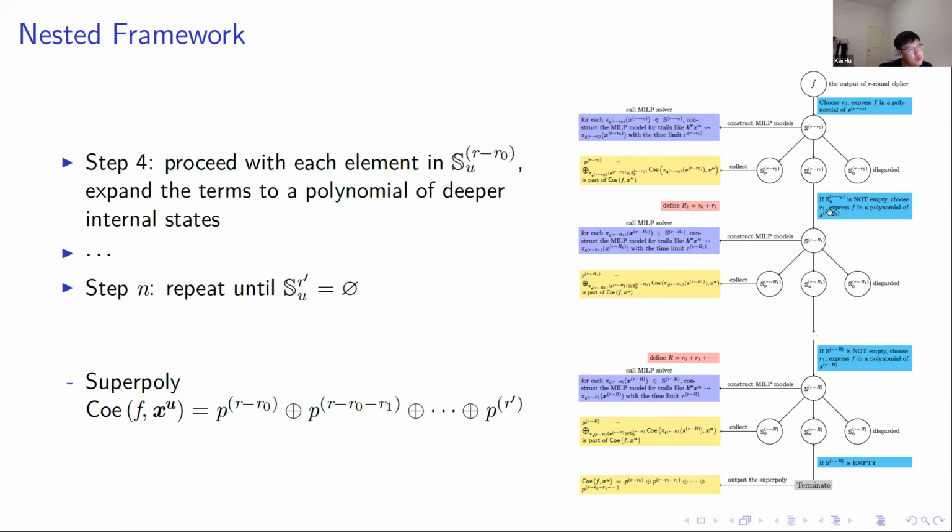In the next step, we expand the monomials in this undetermined set into another polynomial of deeper internal states. And then we repeat the process: construct the MLP model with a time limit, discard some monomials and collect some part of the superpoly, until the undetermined set is empty. Then we collect all the partial polynomials along the way, and assemble them into the final superpoly.